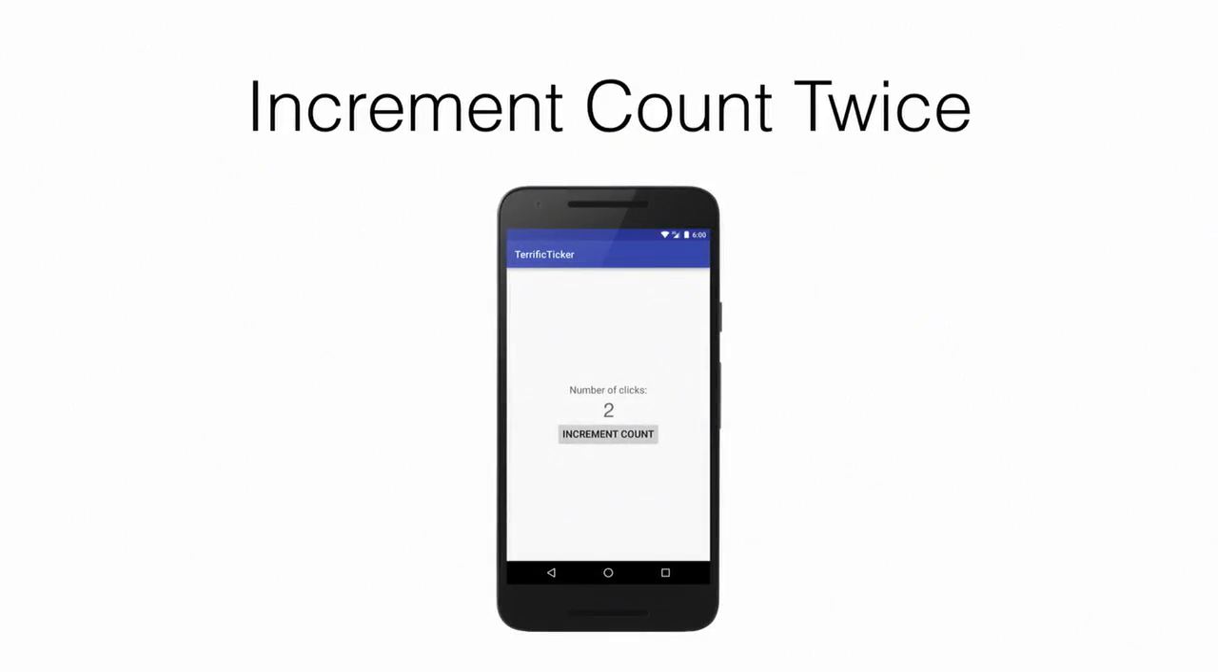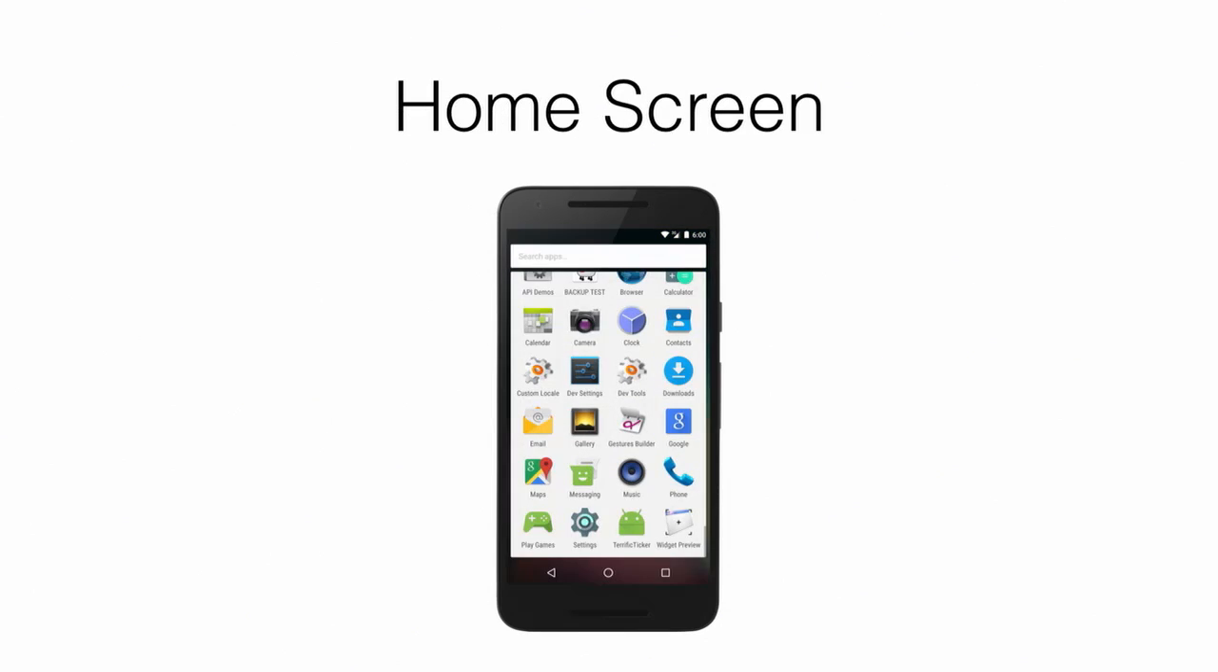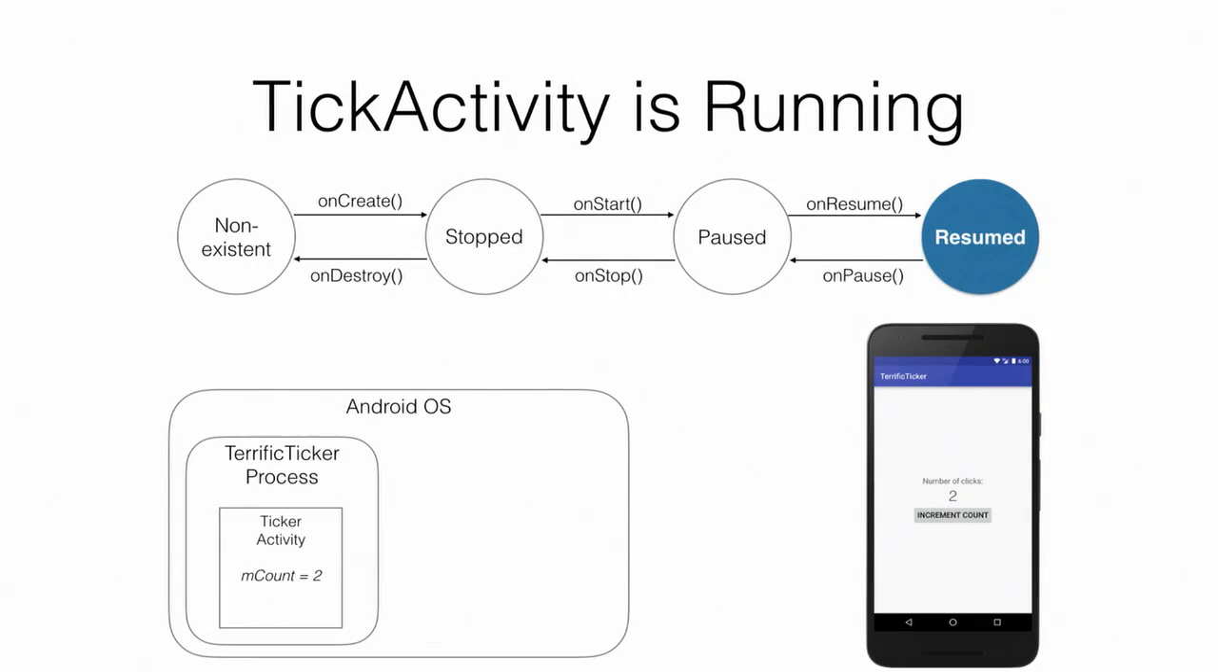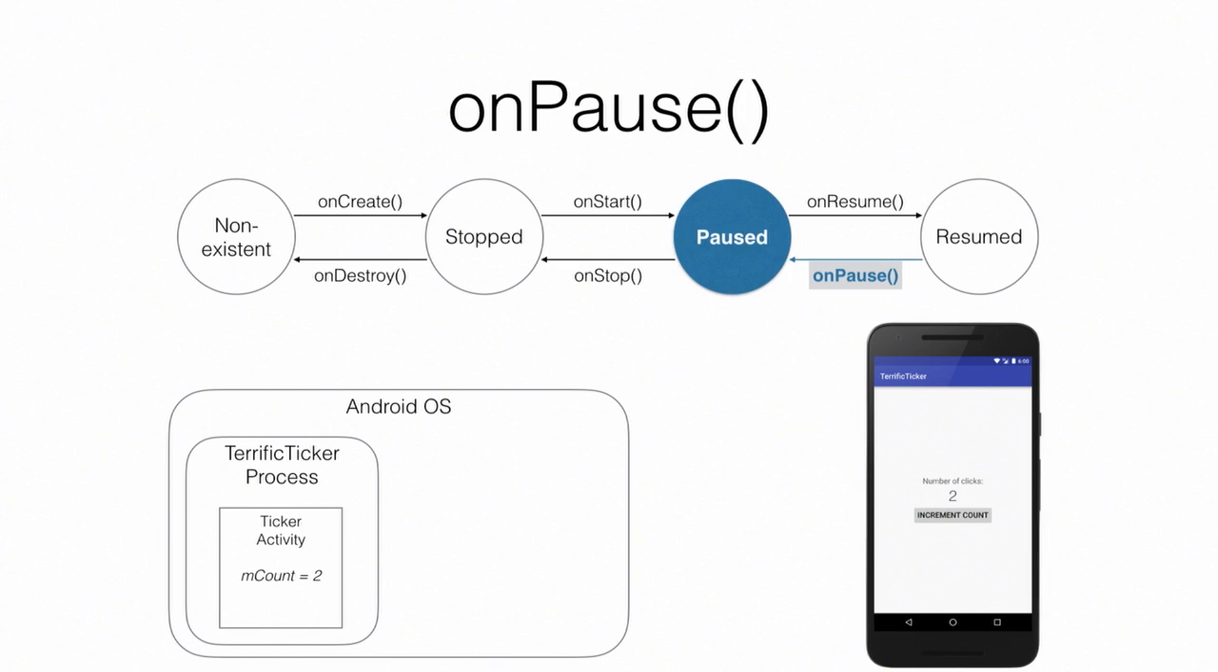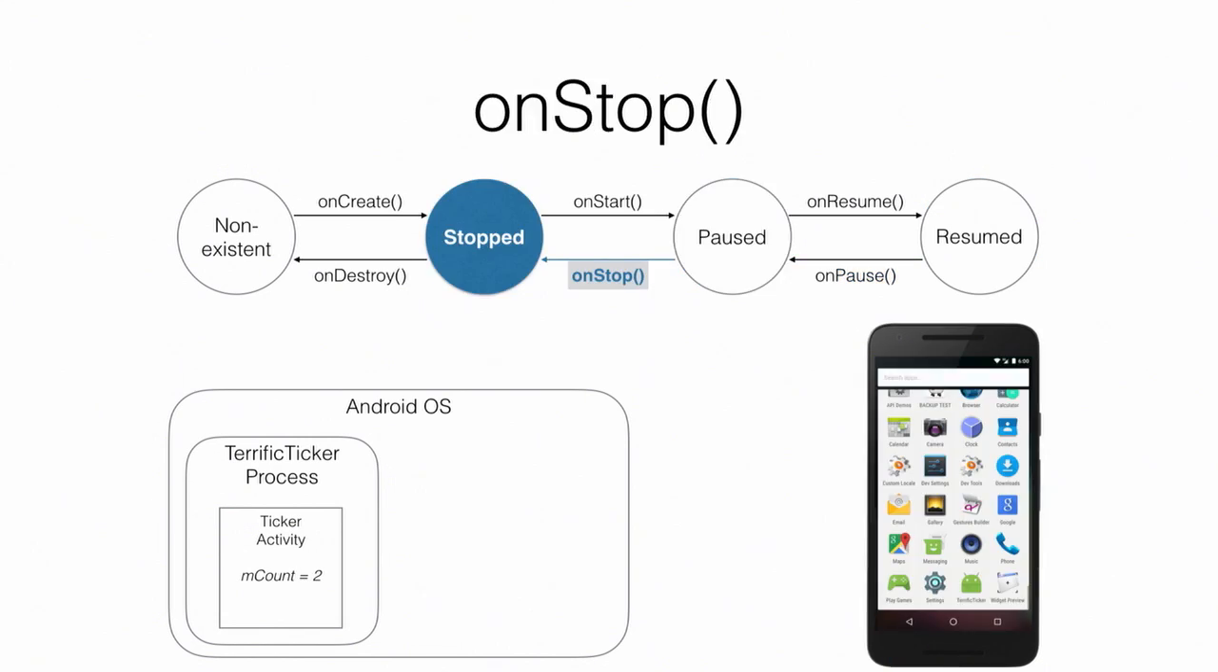All right, so we're going to increment our count twice. We're going to press home, and we'll be on the home screen. So we start out, our ticker activity is in the resumed state. It's in the foreground. We've incremented our count to 2, and the user presses home. It moves back through onPause to the pause state, back to onStop, and now the user sees their home screen, their launcher, and the activity hangs out in this stop state.